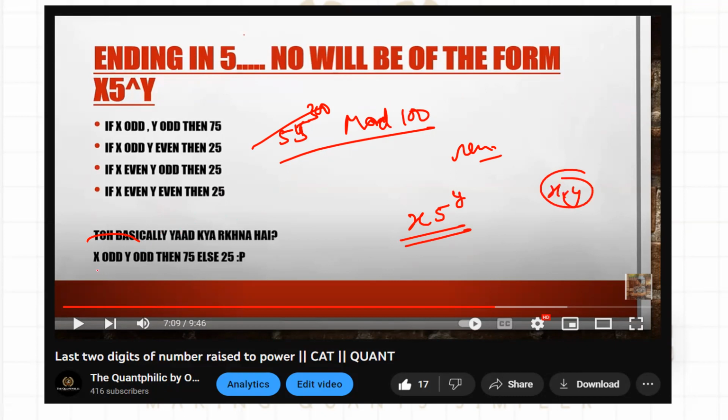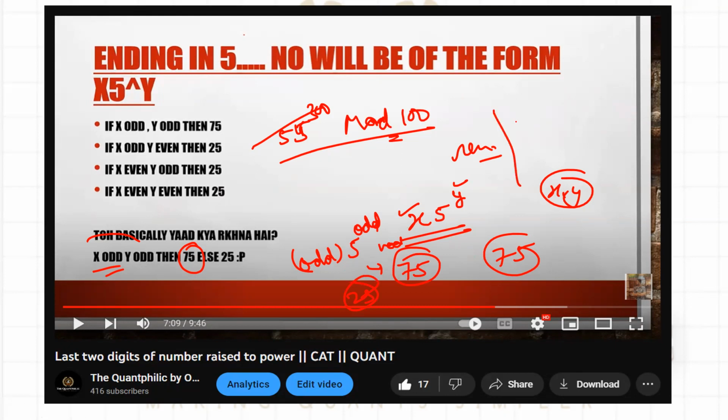That's quite obvious. So if x is odd and y is odd, then mod 100 will give 75. Basically, what I want to say is, odd 5 to the power odd, when you do mod 100 or find the last two digits, you will get 75 as the answer. In any other case, you will get 25. You can check it as well. It's a tested and verified formula by me. If it is even 5 to the power even, you get 25. If odd and even, also 25. If even and odd, also 25. Only this case, odd and odd, gives 75.